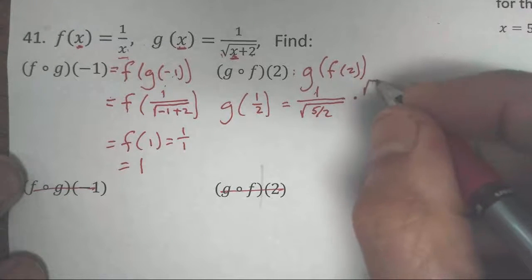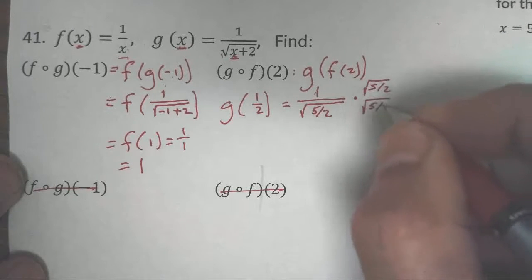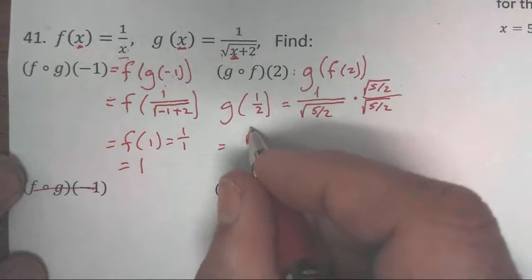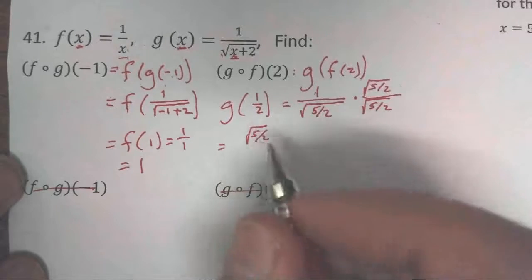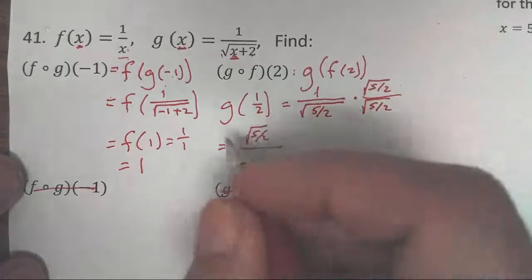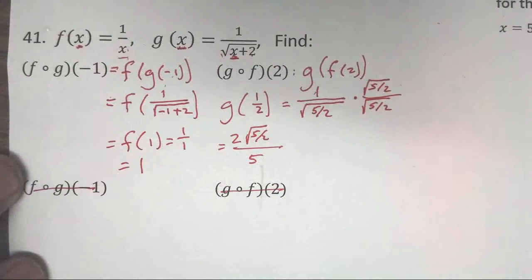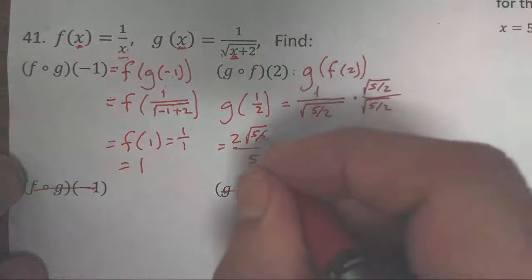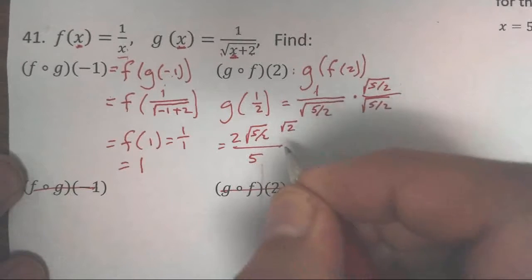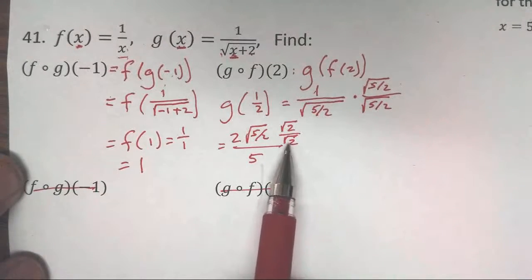I'm going to multiply by root 5 halves over root 5 halves. And there's a couple ways you can go about doing this. That gives me square root of 5 halves over 5 halves. But dividing by 5 halves is the same as multiplying by 2/5. And now, since this is square root of 5 over square root of 2, I'm going to rationalize the numerator. Can I do that? Of course, I'm just multiplying by 1 here.